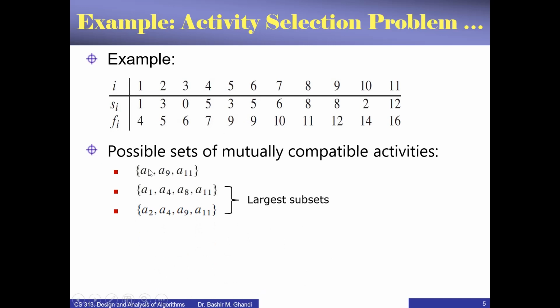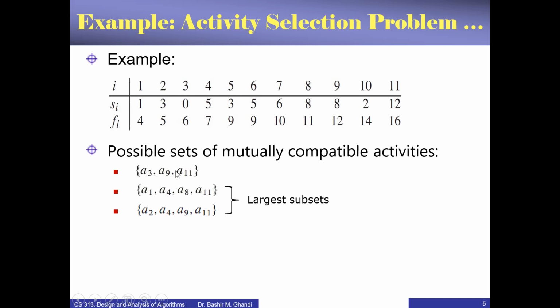Okay, A3, if you look at it, starts at 0 and finishes at 6. It is therefore compatible with A9 because A9 starts at 8. So there's no overlap. This one finishes at 6, this one starts at 8, and then it finishes at 11.